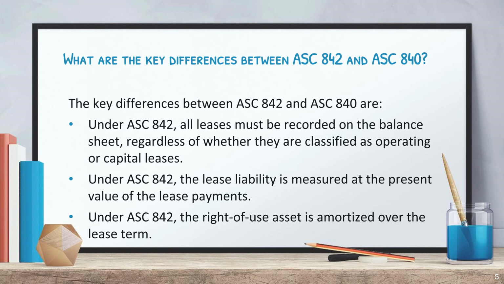The key differences between ASC 842 and ASC 840 are, under ASC 842, all leases must be recorded on the balance sheet, regardless of whether they are classified as operating or capital leases. Under ASC 842, the lease liability is measured at the present value of the lease payments. Under ASC 842, the right-of-use asset is amortized over the lease term.